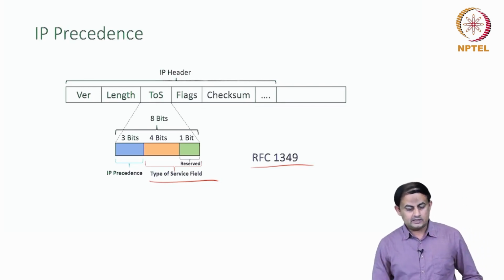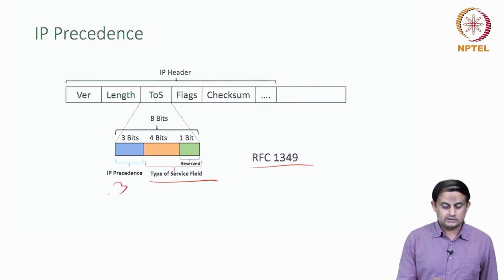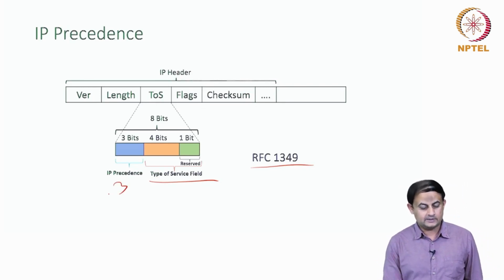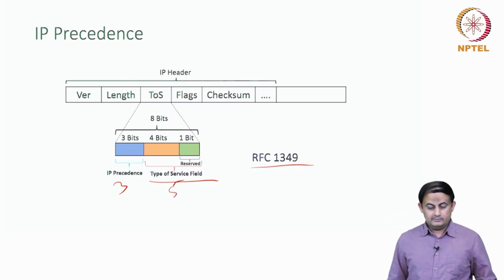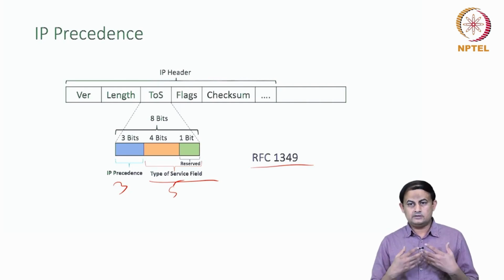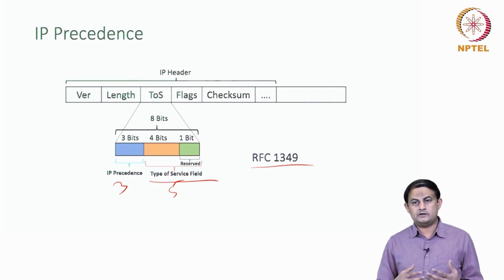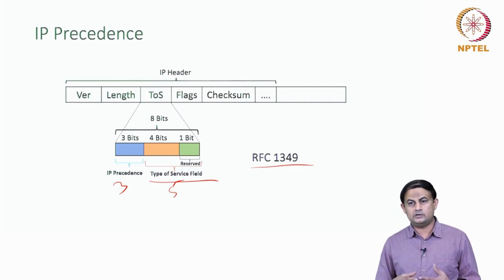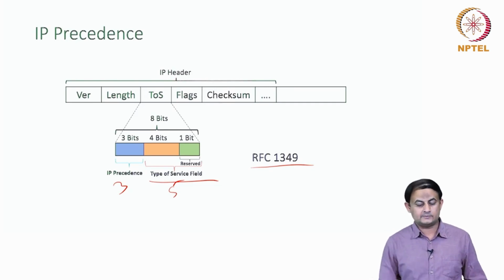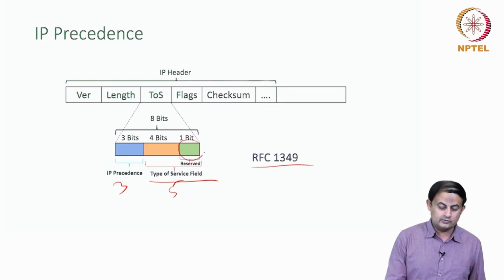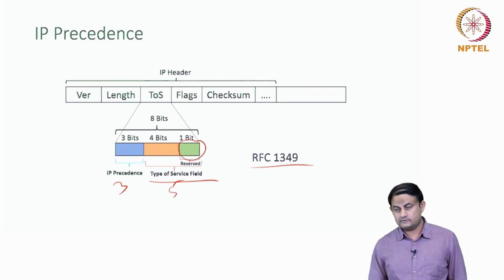The division still looked the same. You use the 3 bits for the IP precedence and another 5 bits for the type of service field. But in the previous case, you were using 3 bits for delay, reliability and throughput. Now it says that a combination of the 4 bits should be used to indicate different kinds of type of service, and it reserved only 1 bit for future use.